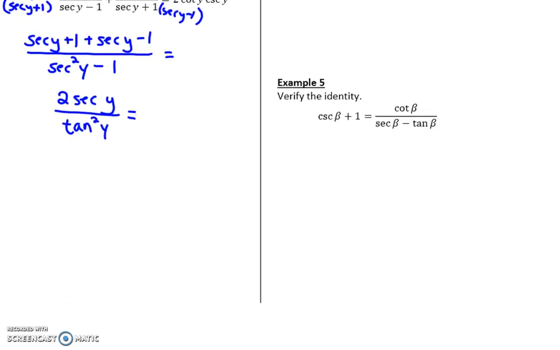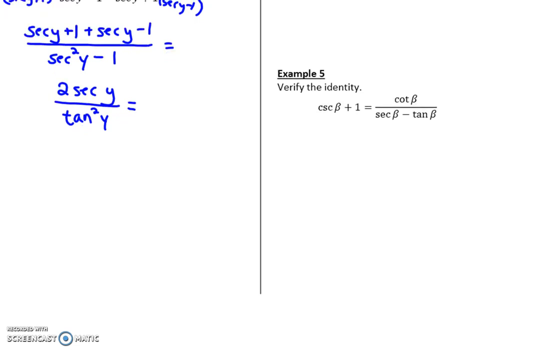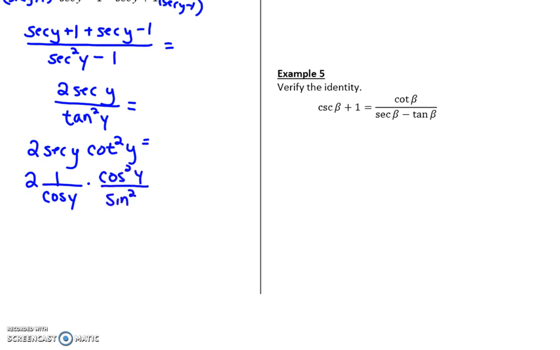Okay, and then we can change that tangent squared of y to cotangent because that tangent squared of y is in the denominator. So to bring it up, it becomes cotangent squared of y. And then we can turn them both into terms of sine and cosine. So secant is 1 over cosine. And then cotangent squared is cosine squared over sine squared. So again, notice we have a cosine in the numerator and a cosine in the denominator, so those will cancel out.